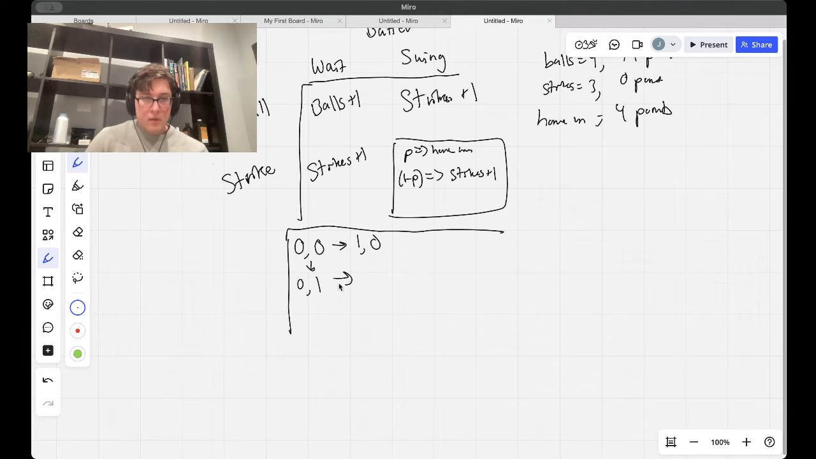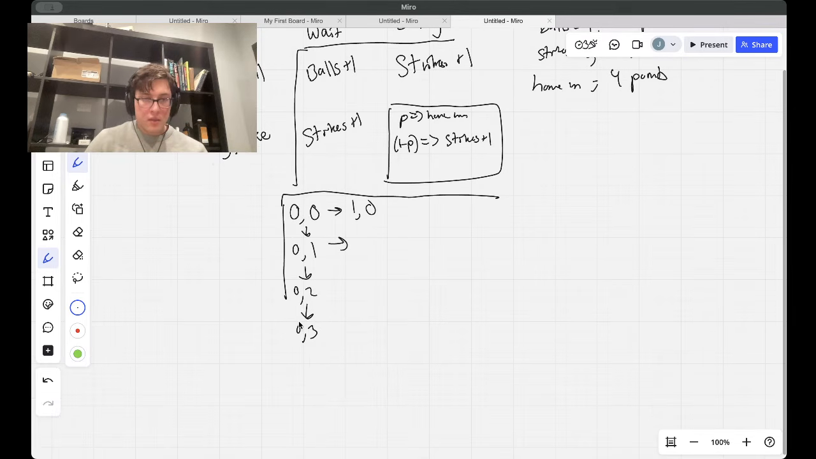So we can keep building this out, 0-2, and then 0-3. At 0-3, the number of strikes is 3, so this is an exit condition, and this is 0 points. And then again here for 1-3, going down, and then 2-3, and then 3-3 is also 0 points.